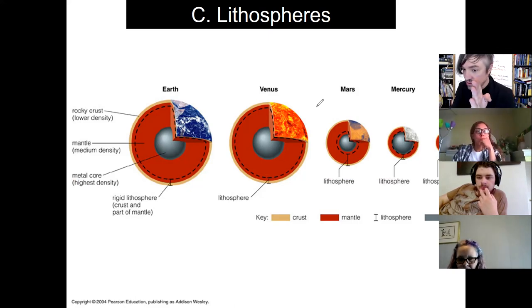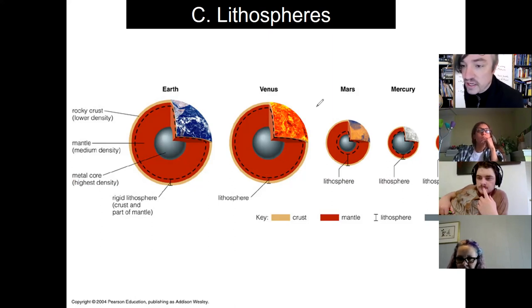Planets have surface temperatures, and that's one thing. They have interior temperatures, and that's a totally different thing. In fact, they're not related to each other at all. What do you think controls the surface temperature of a planet? Something really obvious.